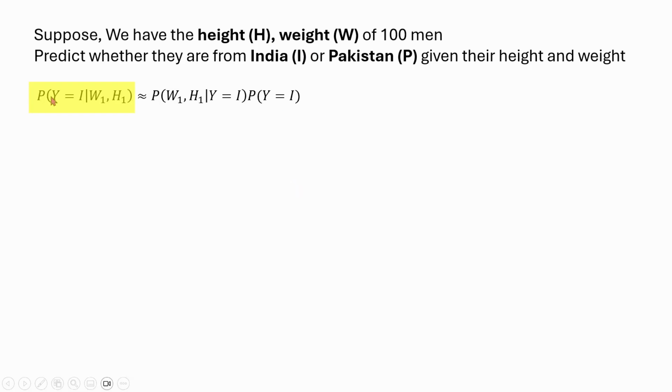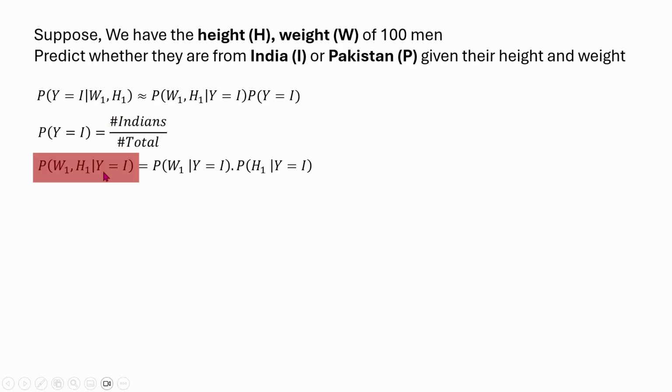Okay. Very same thing. We have to first get the probability of y equal to I given w1 h1, if we are considering the first man among these 100 men. We also have to get the probability of y equal to p given w1 h1. I haven't written that here because you already know what to do. So if we want to get the probability of y equal to I, which is the prior, we can just do this division, number of Indian men versus number of total men. Then we have this thing right here. This is the likelihood term.